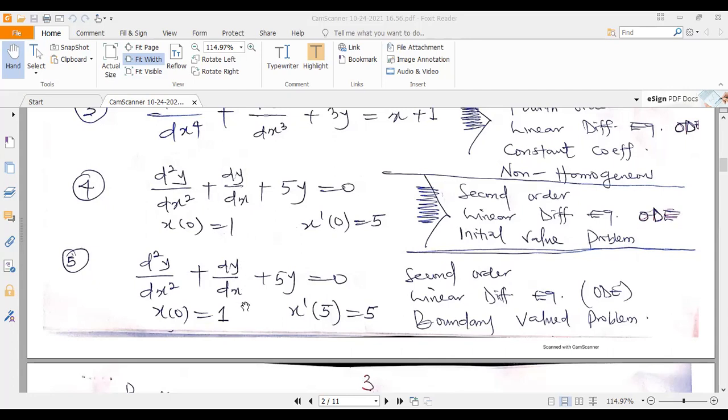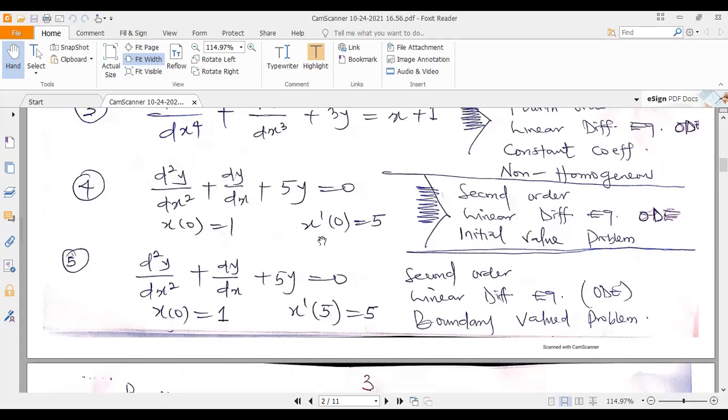Let's take a look at number 5. We have the first condition at 0 and the second condition at 5. Look at 5, that is x prime of 5. Oh, there's a mistake here, sorry. It should be y of 0. Please take note of that. Here, it should be y of 0.